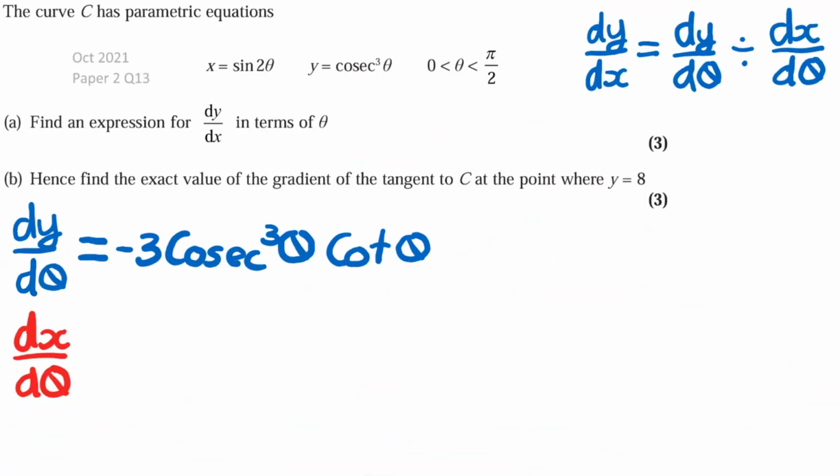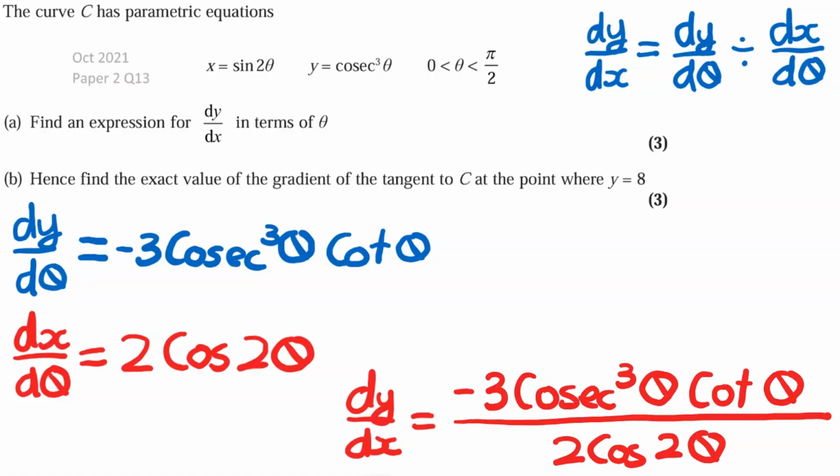Okay, so we found dy over d theta, so now we need to find dx over d theta, so we need to differentiate this here, and this we've actually already covered in this video, this sin 2 theta. When we differentiate sin, it becomes cos, and then we move this 2 to the front here. So dx over d theta is equal to 2 cos 2 theta. So therefore dy over dx is going to be dy over d theta, so this is this minus 3 cosec cubed theta cot theta, divided by dx over d theta, which is this 2 cos 2 theta. So this here is dy over dx.